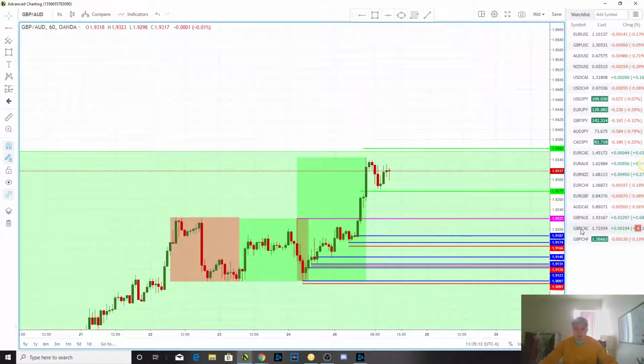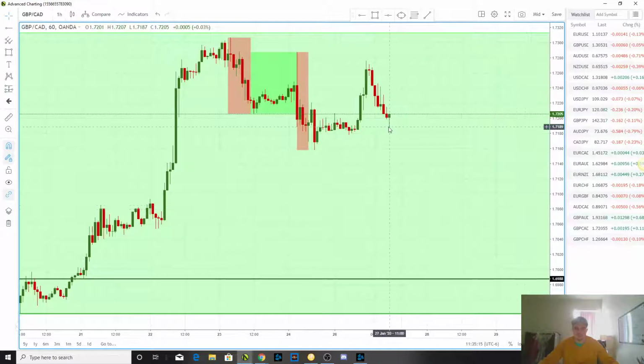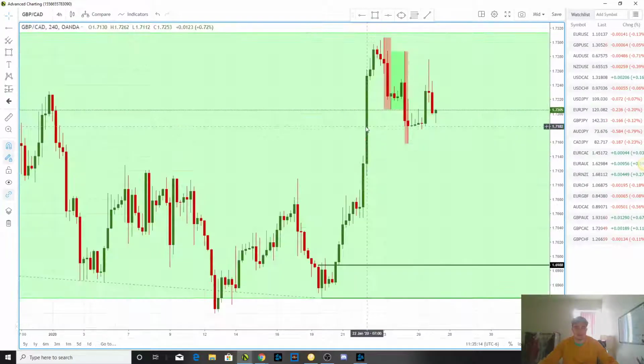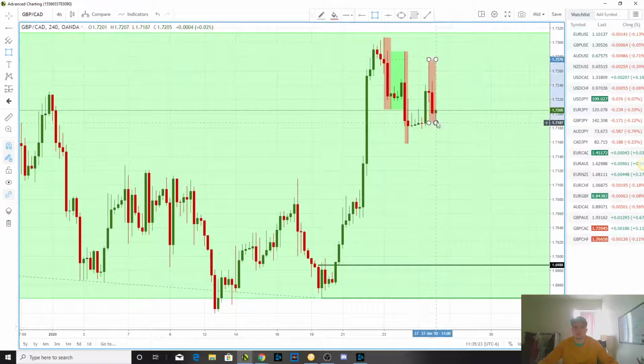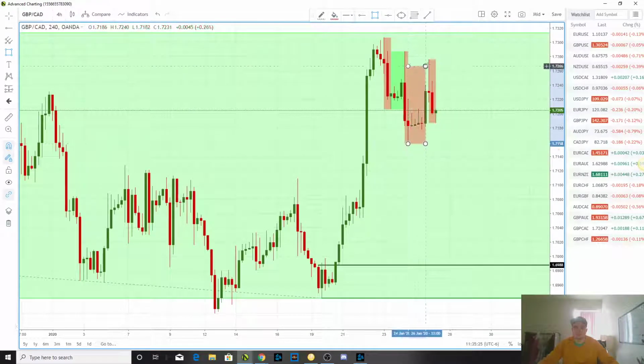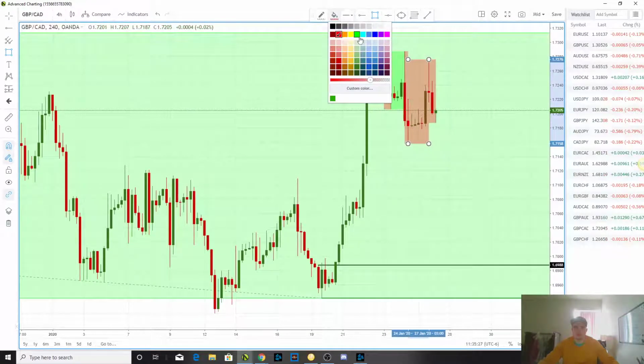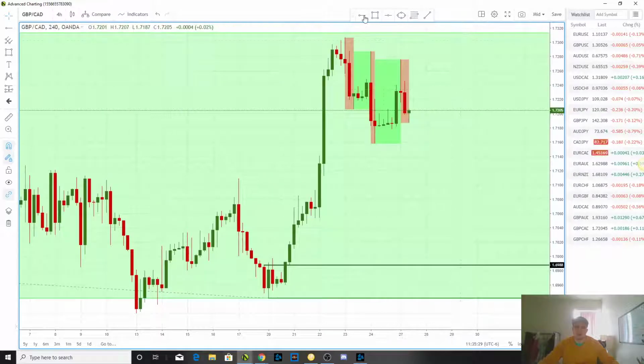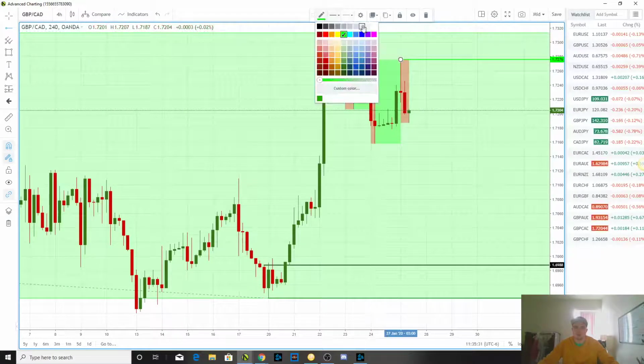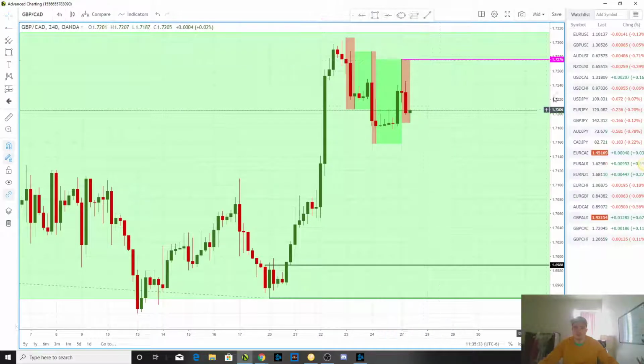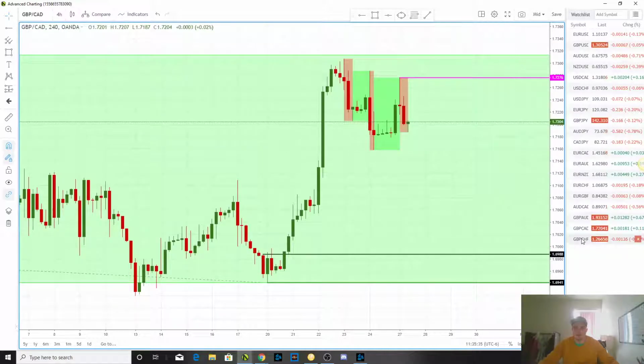Moving on to the pound CAD. That looks nice. Kind of the same picture, but a little bit different. So this is our swing high right here. We have to wait for a trade above there, or a close above that, in order to take a trade.